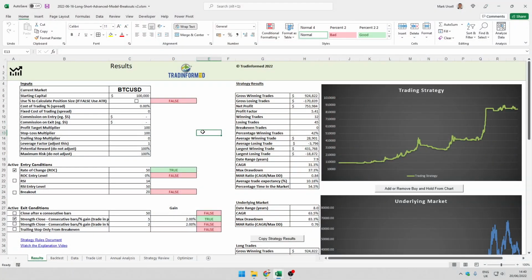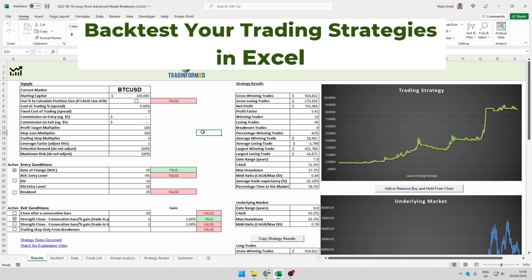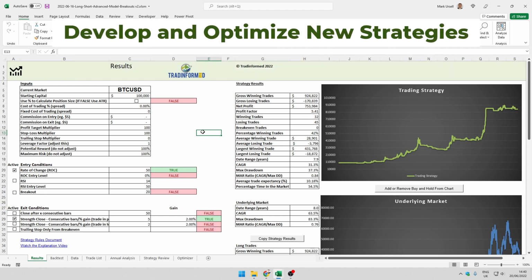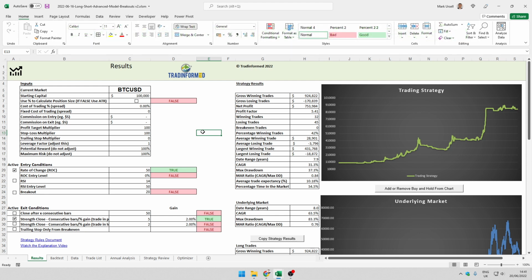On the screen, you can see the backtest model that I've used for my analysis here. This is a trade-informed Excel backtest model that you can use to backtest all of your trading strategies, whether crypto, stocks, forex, or any market you are interested in. You can test on different time frames, and it is easy to add new technical indicators and test different strategies. If you'd like more information about how you can backtest with a trade-informed backtest model, there is a link on the screen and below this video.